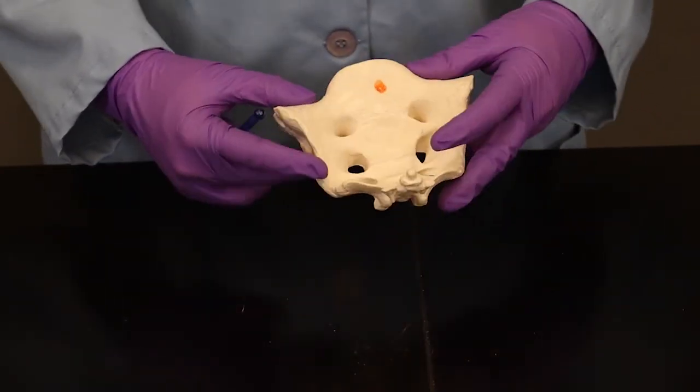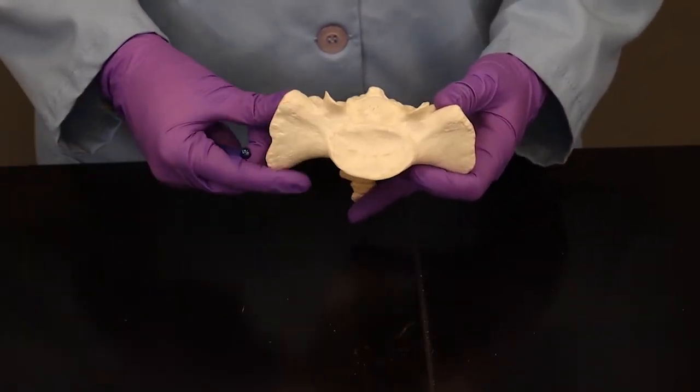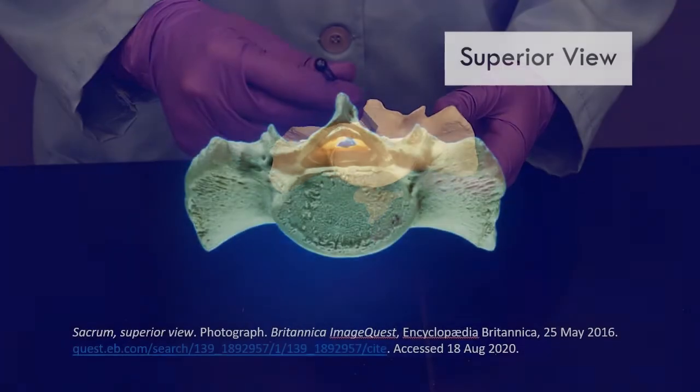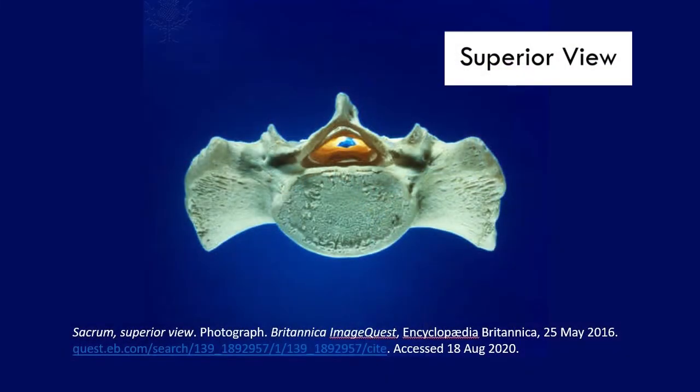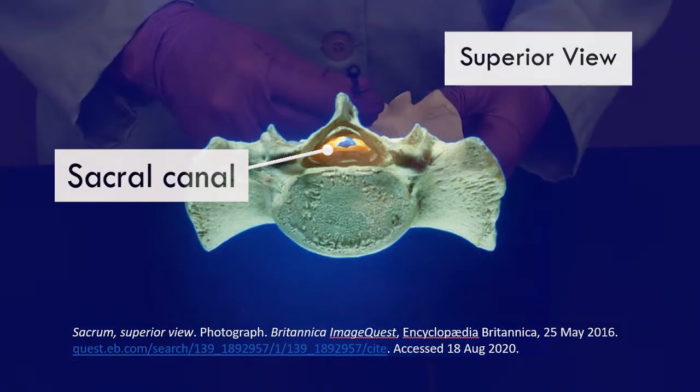Something else that I'll point out is that on this model, the sacral canal is not present, but in a real sacrum, you will have a hole that goes down through the sacrum called the sacral canal, and that is where the spinal nerves that come off of the end of the spinal cord are going to be going through.